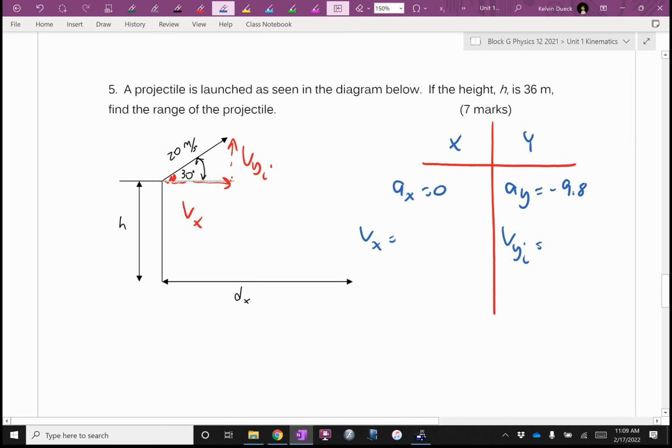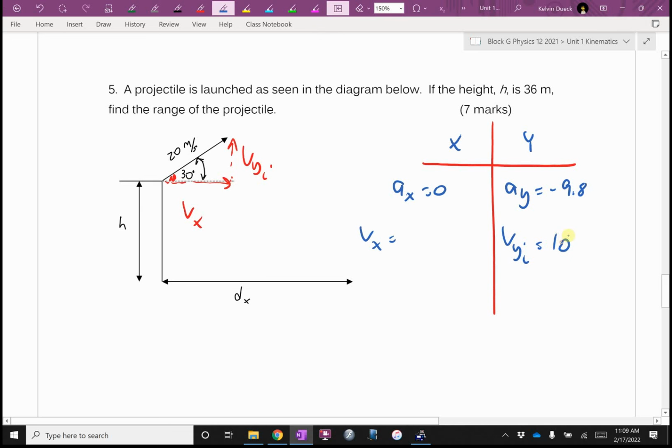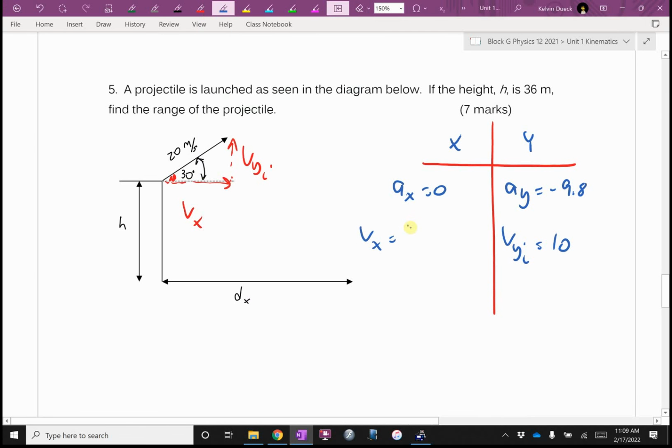How will I find VY? Sine, you say. It's going to be 20 sine 30. Oh, 10. I was going to say this probably works out evenly. Vx is going to be 20 cos 30. 17.32. You know what? There's a 0 right there. That's a good place to round off. I'll go 17.321. Oh, and I guess dy is negative 36.